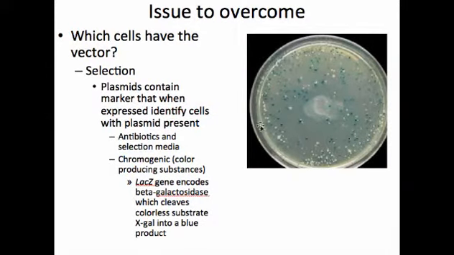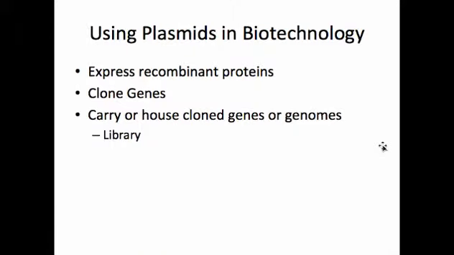This is a very common system, the X-gal beta-galactosidase system, but we can do the same thing with antibiotics. These plasmids in biotechnology have a very important role. We can use them to express recombinant proteins, and with those proteins we can treat different pathologies or use them for basic science. We can clone genes, so we can have multiple copies of a gene to manipulate it further. Or we can use plasmids to house whole genomes or many different types of cloned genes.